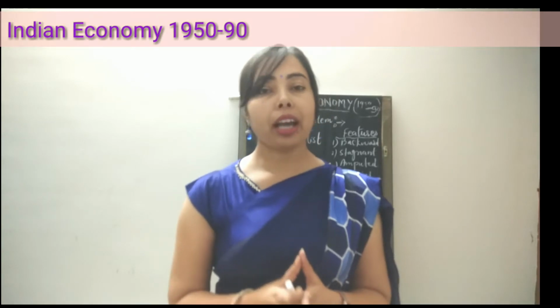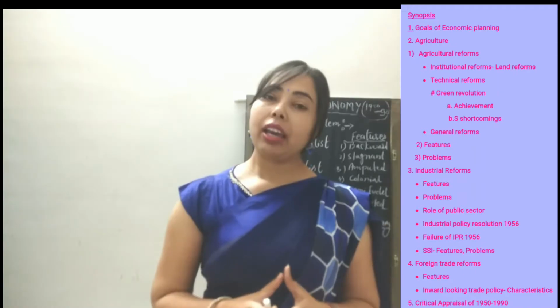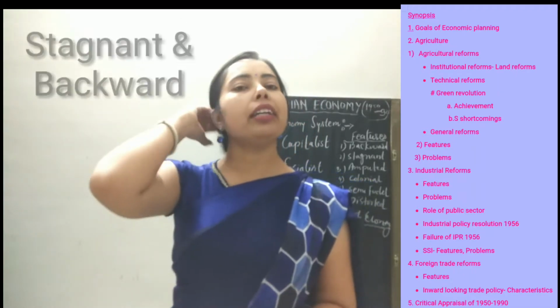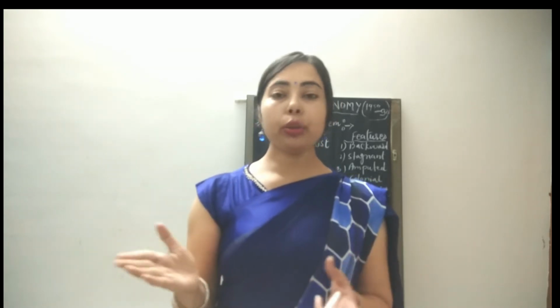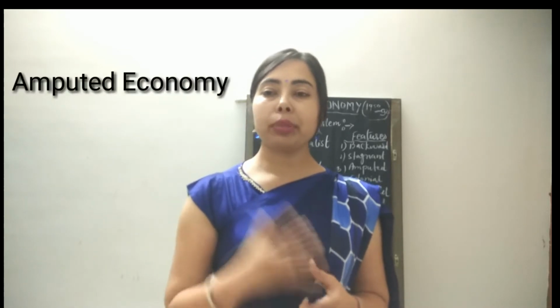Before that, let's have a look at the synopsis of this chapter. As we all know, on the eve of independence, as we have already studied, India was stagnant and backward. And there are some other features also. India was colonized. India was having distorted growth, meaning not equal growth. Some parts were very much developed and some parts were underdeveloped. And there was an imputed economy.